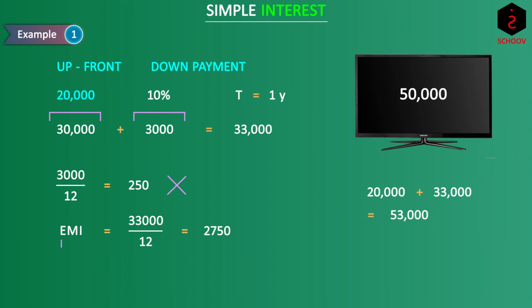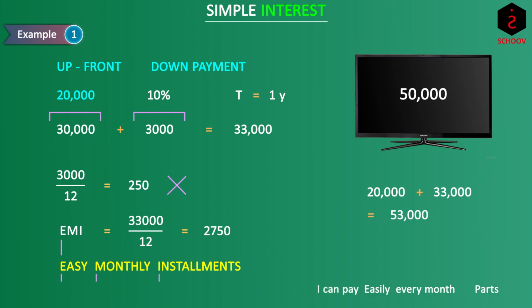EMI. Easy Monthly Installments. You must have heard the word EMI a lot. Easy because it is easier to pay 2750 than to pay 33,000 in one go. Monthly because I have to pay every month. And installment meaning parts. So I can pay easily every month in parts. But remember, I end up paying more. Instead of 50,000, I pay 53,000.